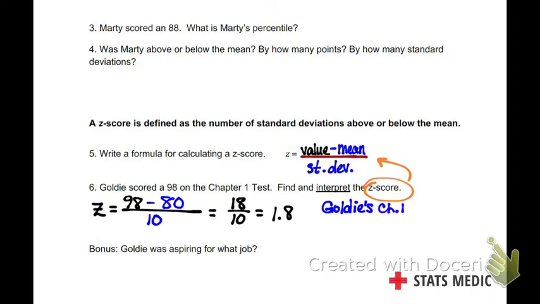Goldie's Chapter 1 test score is 1.8 standard deviations above the mean.